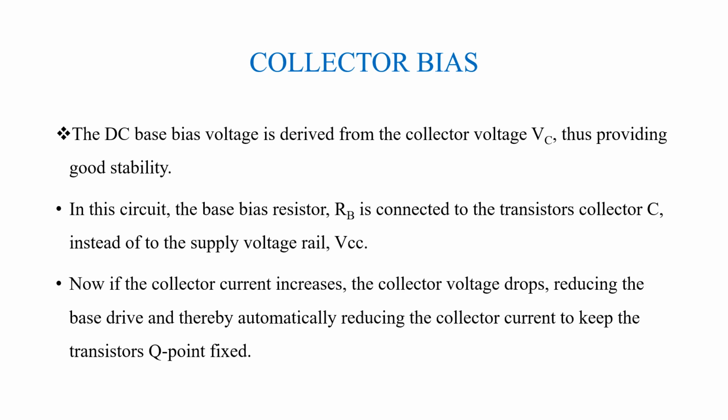In this circuit, the base bias resistor Rb is connected to the transistor's collector C instead of the power supply rail Vcc. Now, if the collector current increases, the collector voltage drops, which reduces the base drive, and thus automatically it reduces the collector current. So, the transistor's operating point remains fixed.